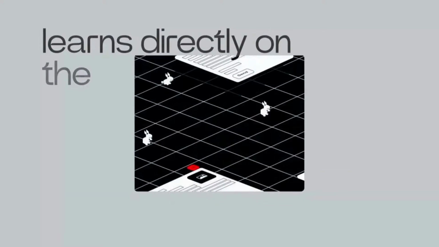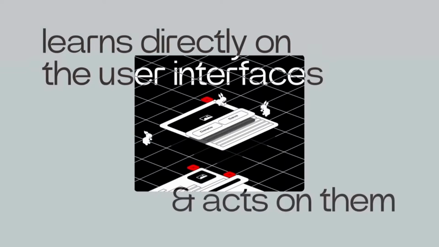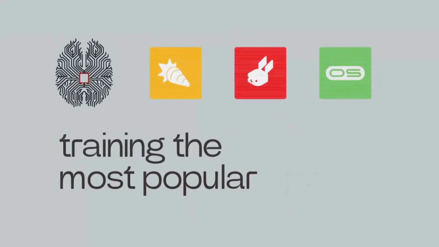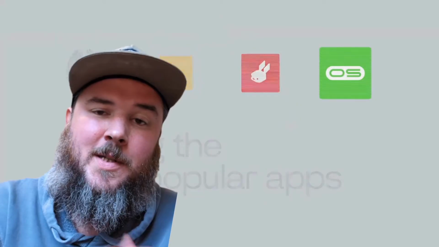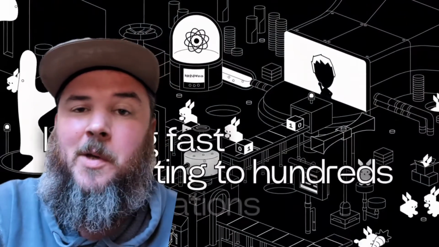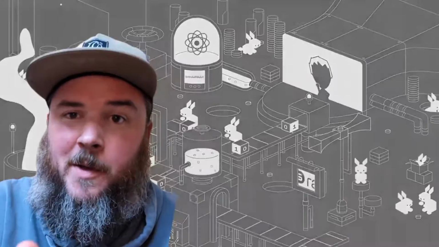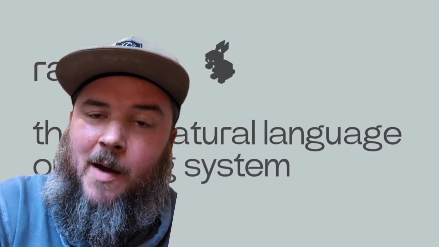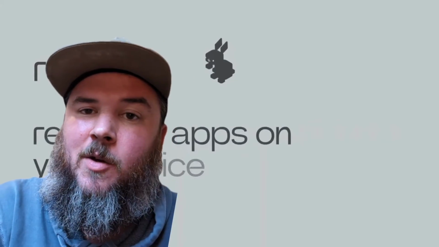It learns directly on the user interfaces and acts on them. We have already started the training process for the most popular apps. So he said here we already started the training process for the most popular apps. So it could be that only the most popular apps are going to be supported on this device. But the users who have the Rabbit R1, they do say that you'll be able to train it yourself just like he did in the video. So maybe you can do it on other apps as well.